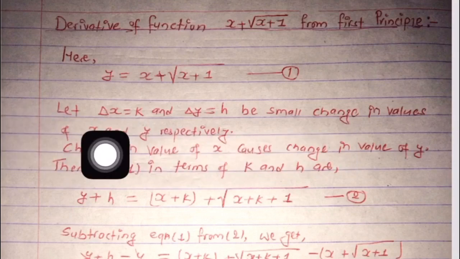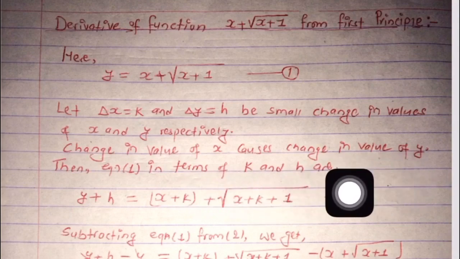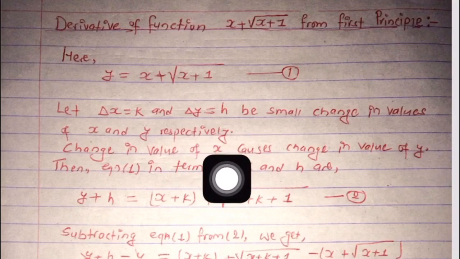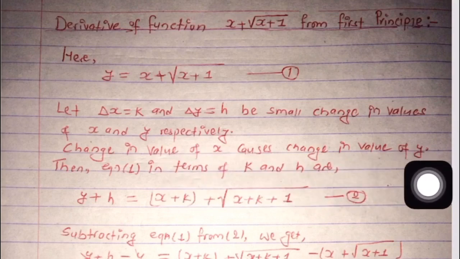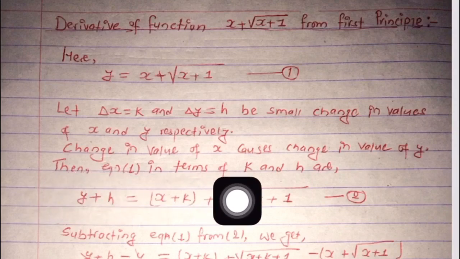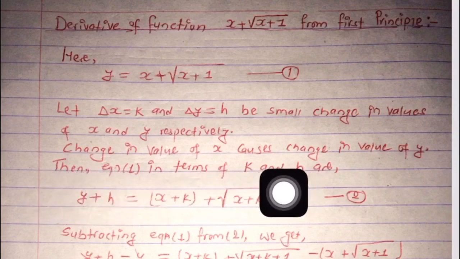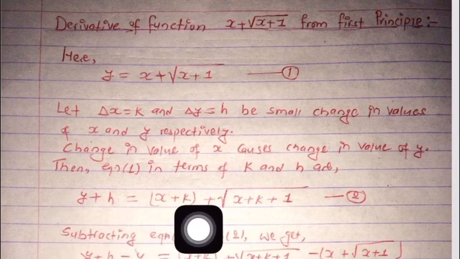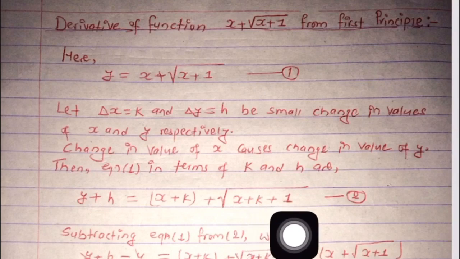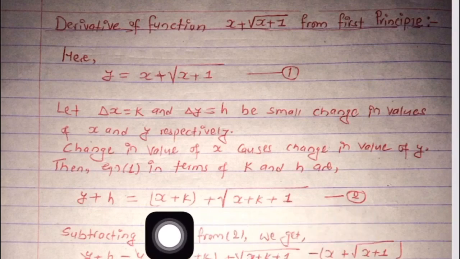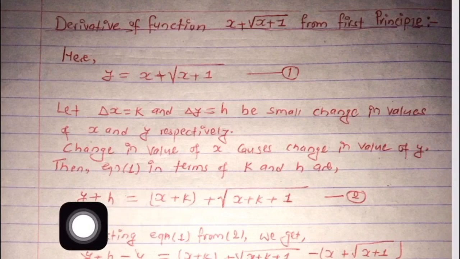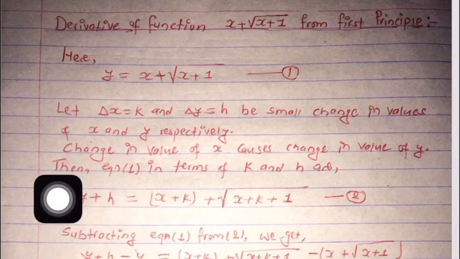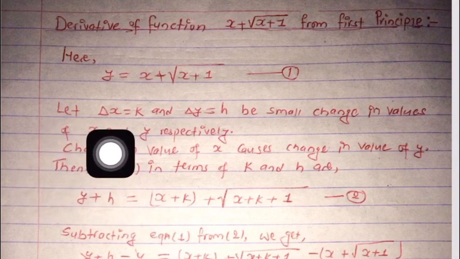The change in value of x causes a change in value of y, because I have already told you y is a function of variable x. So a change in value of x affects the value of y. Then equation 1, in terms of k and h, or del x and del y, can be written as y plus h is equal to x plus k plus root under x plus k plus 1. Let this be equation 2. So wherever there is a variable and function, there you have to write h or k depending on your supposition.